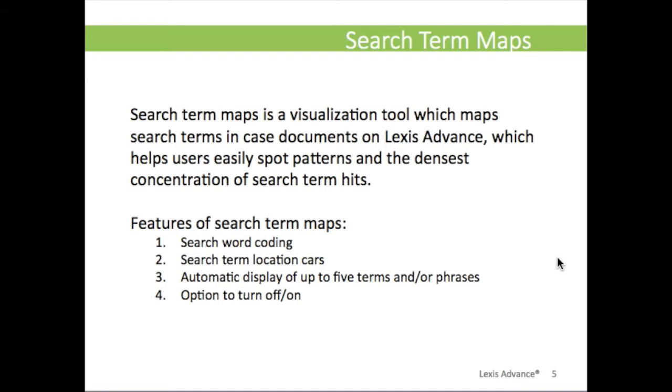Because it's an interactive tool, it impacts how you're going to navigate through your search results. Some of the features of the search term map that I'm going to show you once we switch over to Lexis Advanced are the search word color coding, the search term location bar, how you can turn this option on or off, and that it will display up to 5 terms or phrases depending on how many you've included in your search.